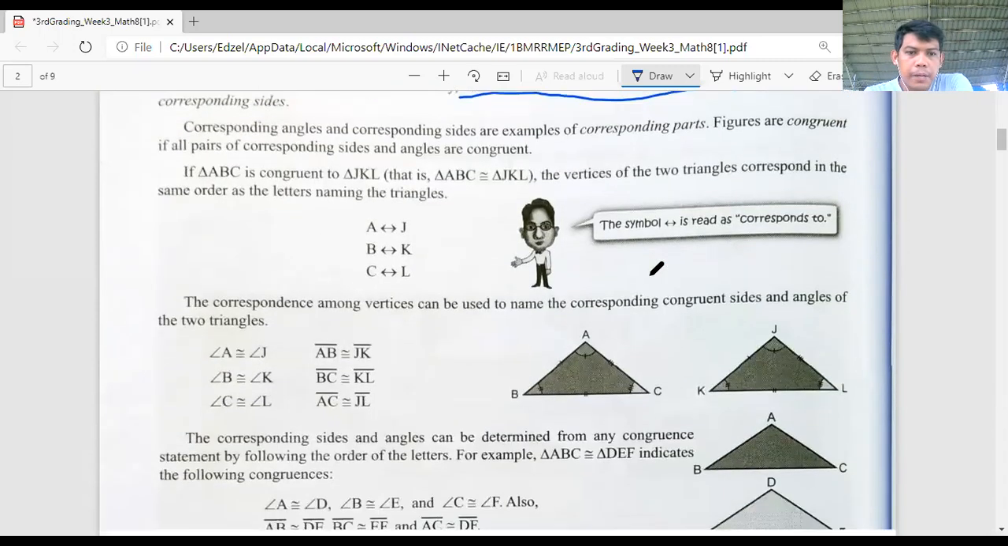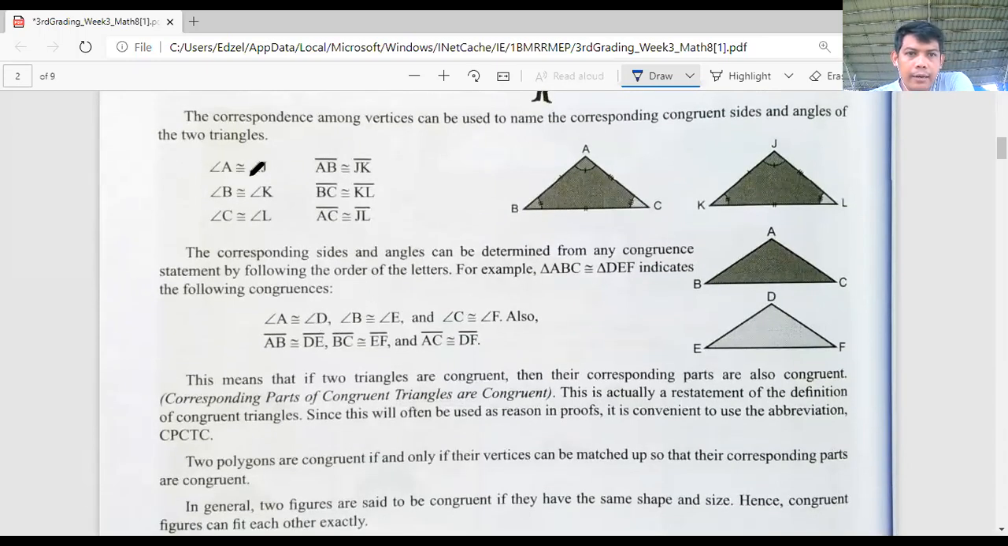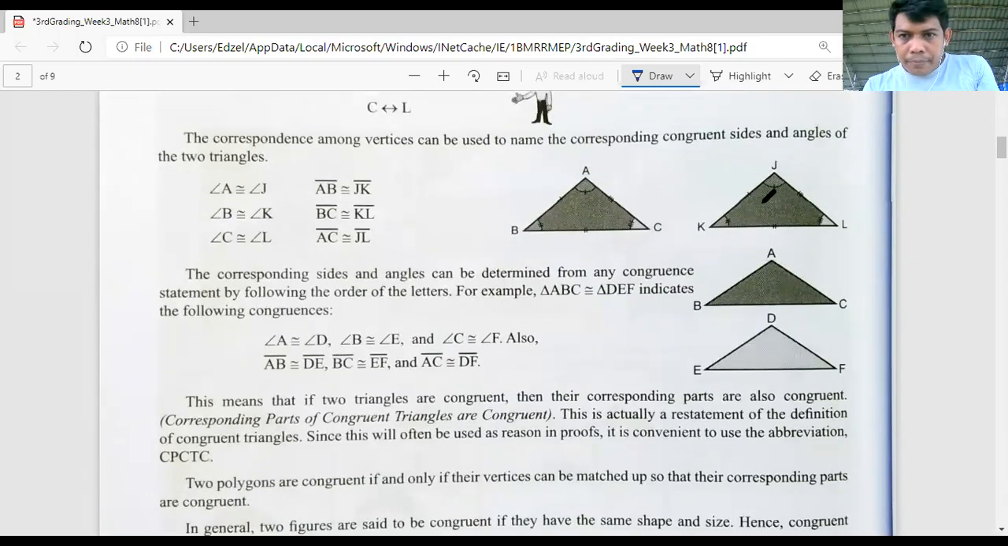So those are the corresponding parts. If we write those, pag isulat mo na ang corresponding angles, take note, if they are congruent, therefore their measurements are also equal. For example, angle A is congruent to angle J. Congruent means pareha sila measurement. If this is 40 degrees, 40 degrees po ang angle J.